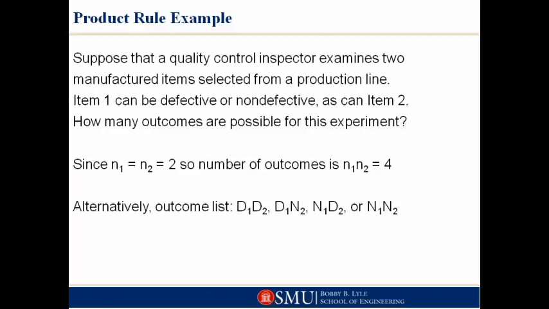So the total number of outcomes in the sample space for selecting item 1 and then item 2, back to back, so to speak. The outcome list could be: item 1 could be defective, as could item 2. Item 1 could be defective, but item 2 is not defective. Item 1 is non-defective, but item 2 is defective, or I could pick two non-defective items off of the production line. So that's the product rule. Again, we're trying to figure out how many different possible outcomes there are in your sample space.